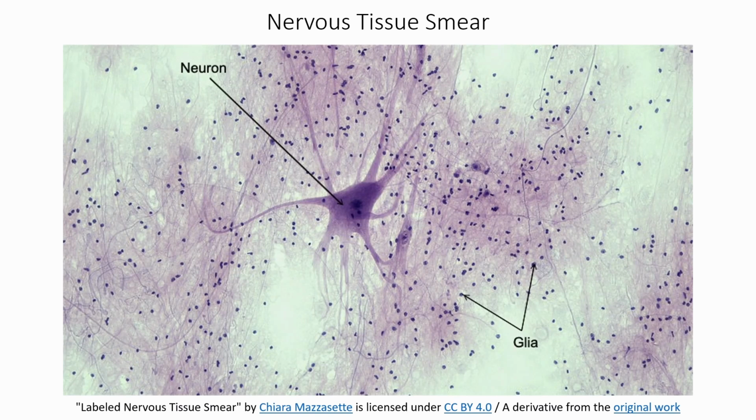So this is that picture, similar to what we saw in lab, a picture of that neuron. You can see it's huge right there in the middle. And all of those little purple circles are the glia. So a huge difference in terms of their size and shape.